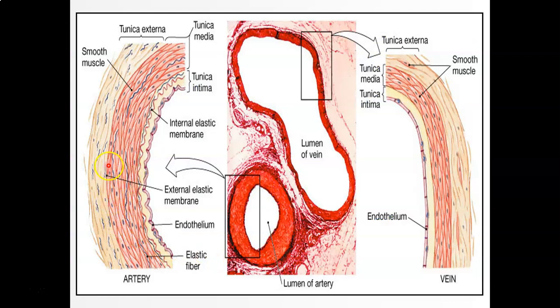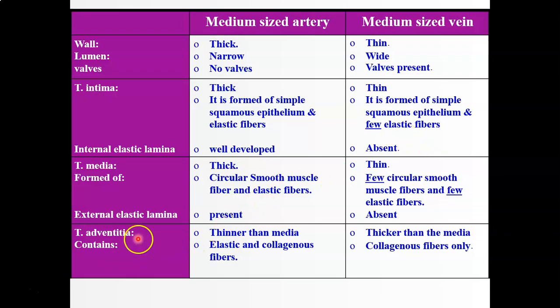Look at this. This is the tunica media, circularly arranged, well-developed smooth muscle with elastic fibers, but here tunica media is thin, and with few elastic fibers, few or no elastic fibers. Last layer here is the tunica adventitia, which is thin or thinner than the media, containing elastic fibers, but in the vein, the adventitia is thicker than the media and contains collagenous fibers.